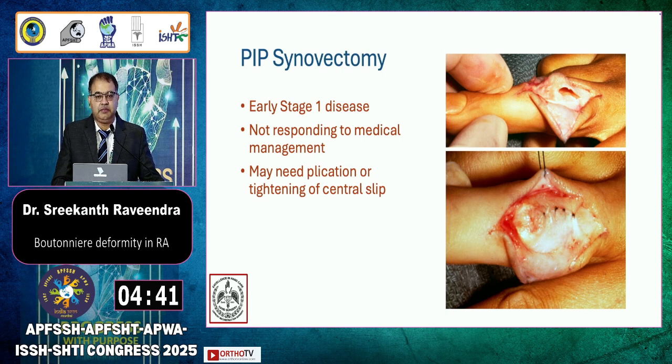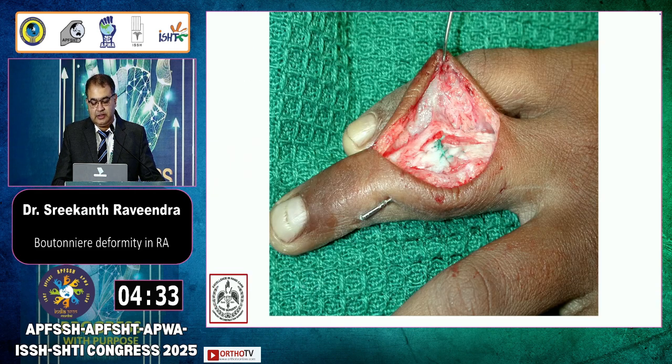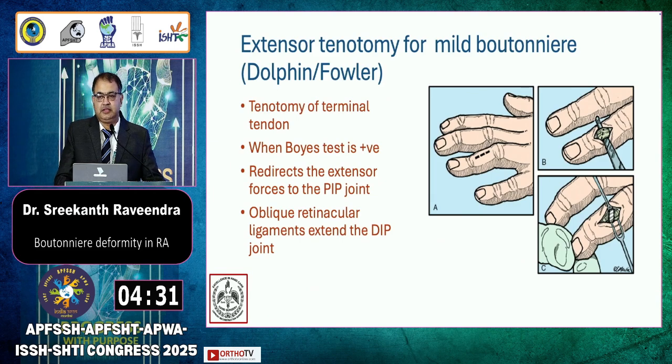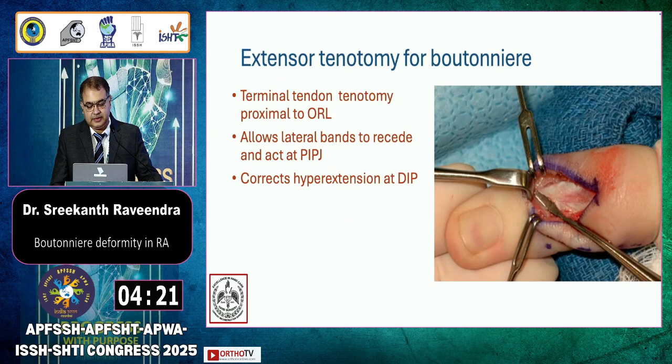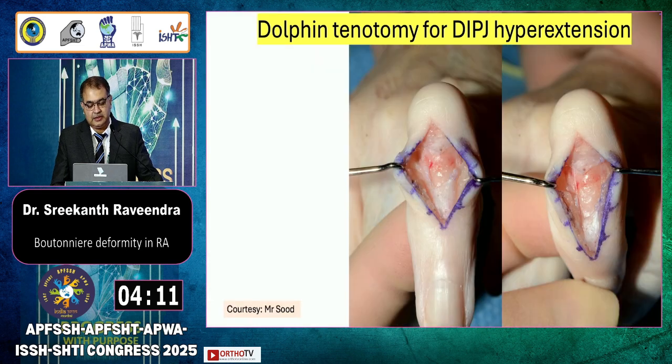Sometimes the central slip may be lax. We have to imbricate it and may use a temporary K-wire for fixing it: PIP synovectomy and plication of the central slip. And if it comes to stage 2 and there is contracture of the terminal tendon, the Fowler tenotomy can be done, which is simply cutting the terminal tendon. You can see here the simple incision, cutting the terminal tendon completely. I was told to cut obliquely always so that they can form a pseudotendon there. And when you flex the DIP, the tendon will advance and the rest is taken care of by the SRL.